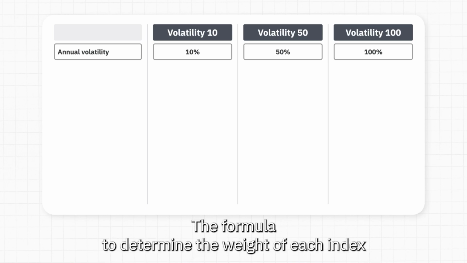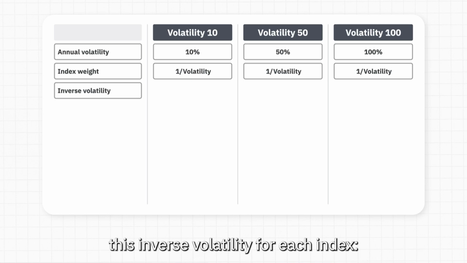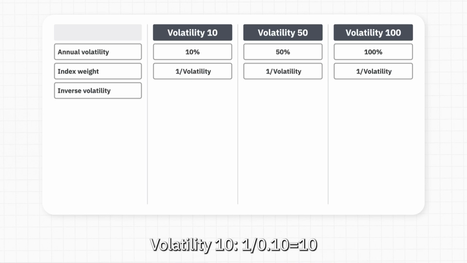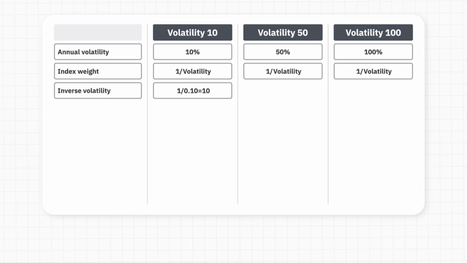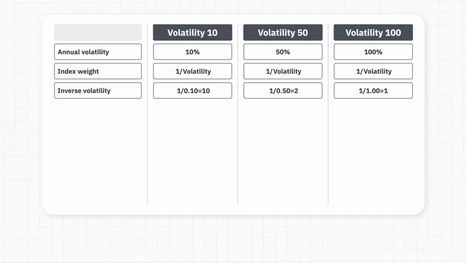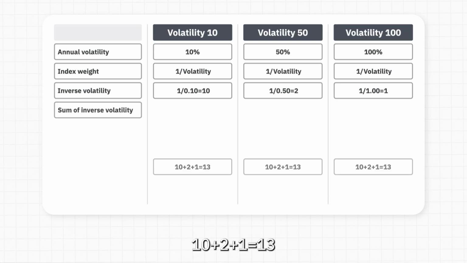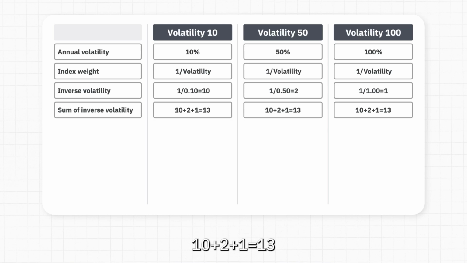The formula to determine the weight of each index is weight equals 1 divided by volatility. Now, let's calculate this inverse volatility for each index. Volatility 10, 1 divided by 0.1 equals 10. Volatility 50, 1 divided by 0.5 equals 2. Volatility 100, 1 divided by 1 equals 1. Next, calculate the sum of these inverse volatilities. 10 plus 2 plus 1 equals 13.